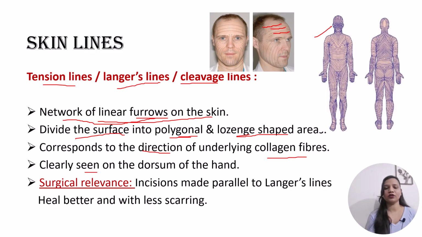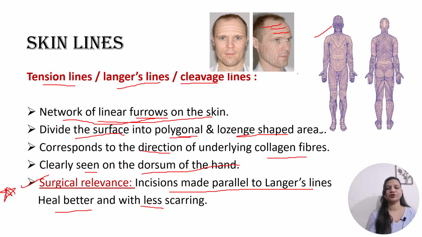They are clearly seen on the dorsum of the hand, and the surgical relevance of these lines is that incisions are made parallel to these Langer's lines so that the wound can heal better with less scarring. So this is the most important point of these lines: during surgery, incisions are taken parallel to these lines.